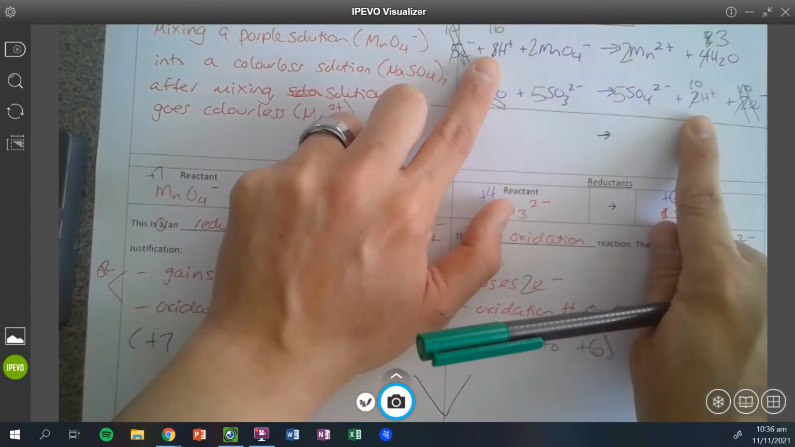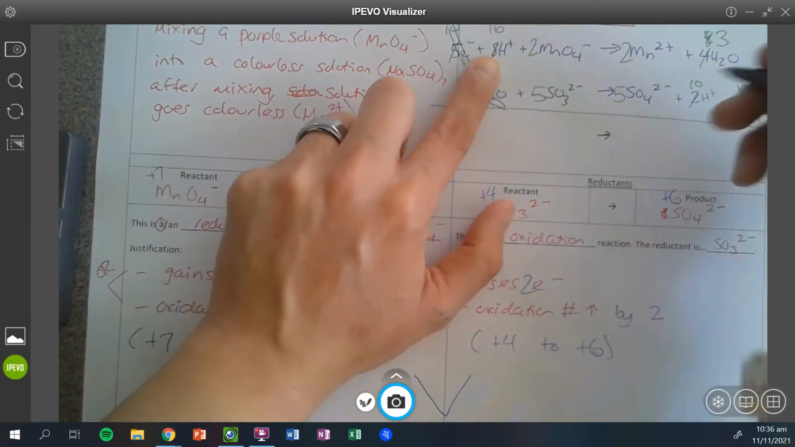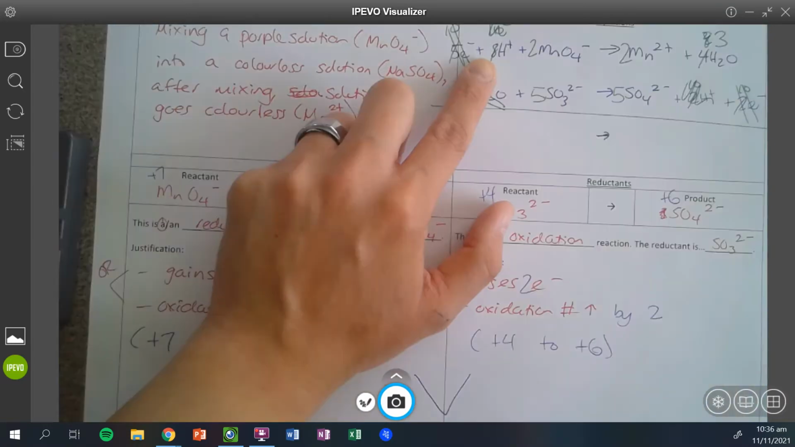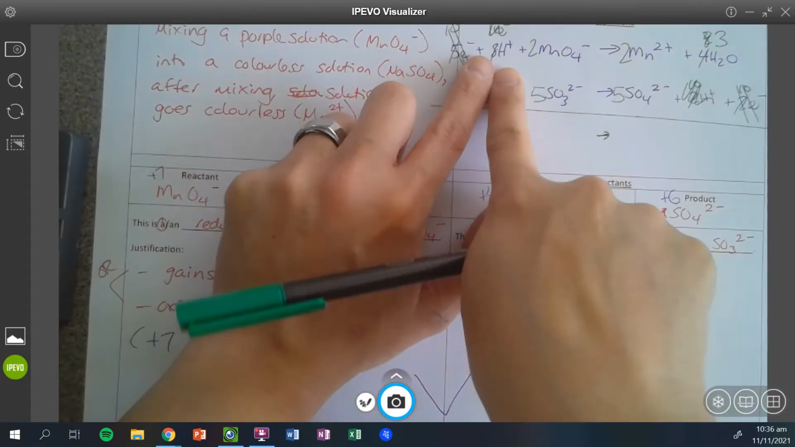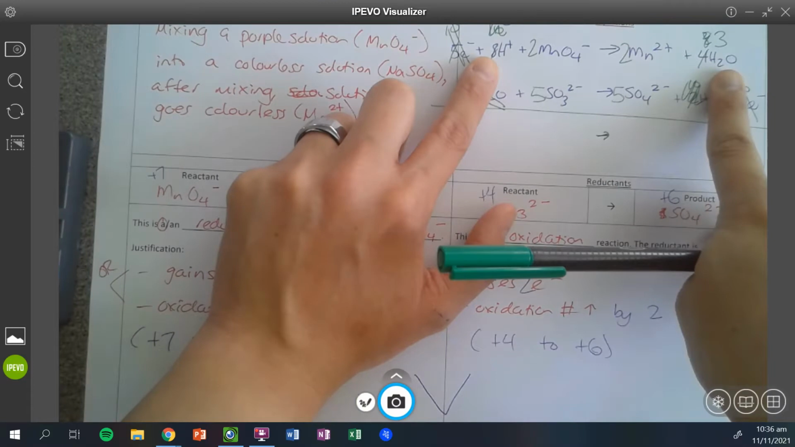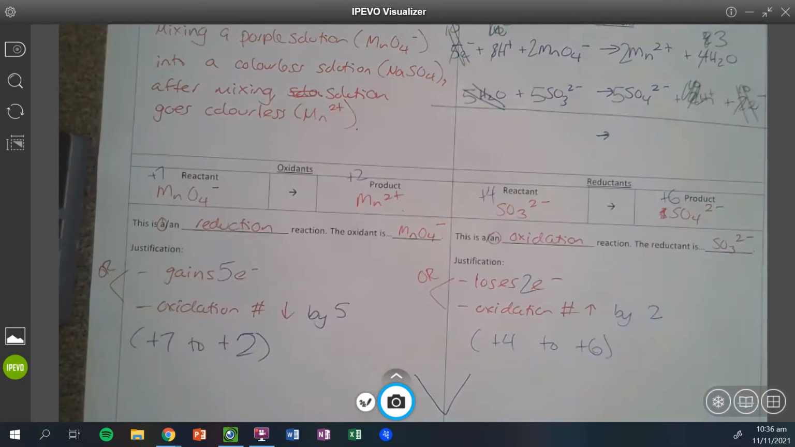10 hydrogen, 16 on this side. I minus all 10. I get that number now to change to 6. Again, idiot check yourself. That is 6 hydrogen ions. That is 3 waters, which have 6 hydrogen atoms. All of the things match.